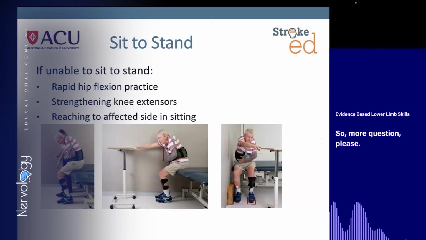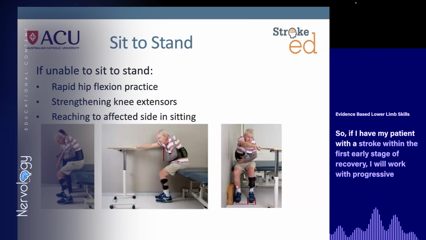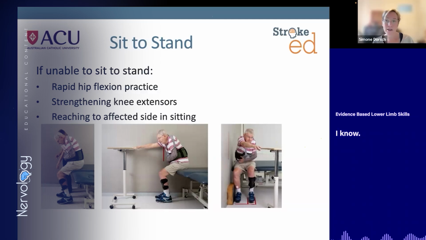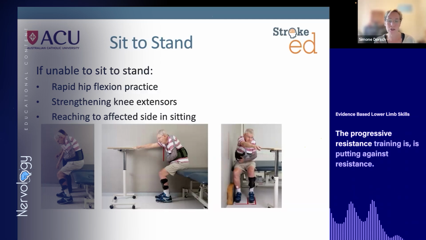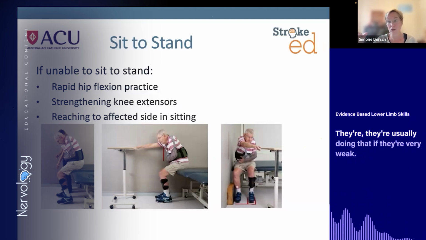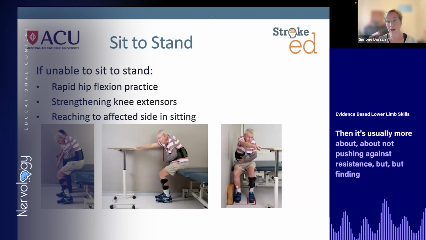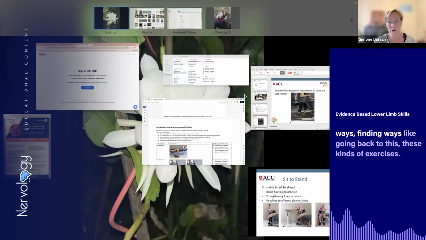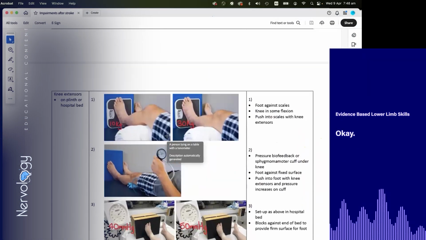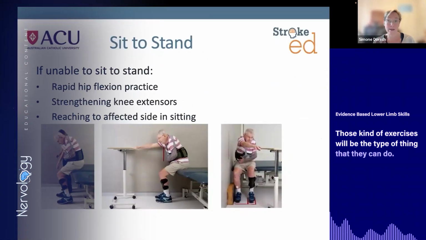So, one more question, please. If I have my patient with a stroke within the first early stage of recovery, I will work with progressive muscle training on the weakest muscle groups, right? It's just the word that you're using. Progressive resistance training is working against resistance, and if they're very weak, then they're not doing that type of exercise. If they're very weak, then it's usually more about not pushing against resistance, but finding ways like going back to these kind of exercises. Those are the type of thing that they can do.